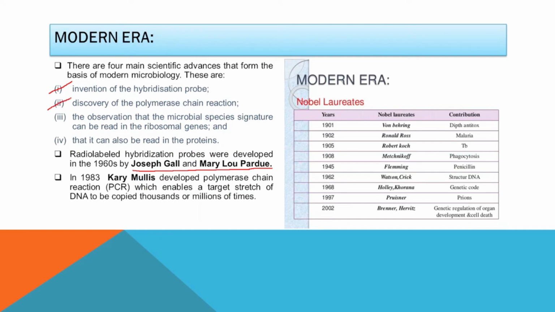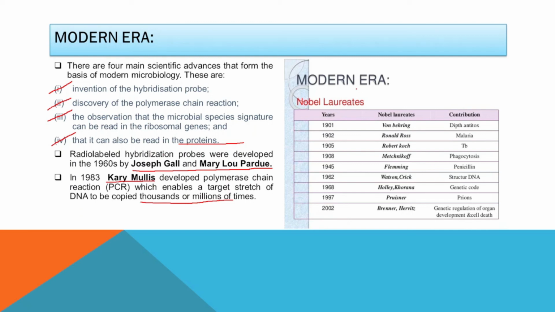Number 2. Discovery of the polymerase chain reaction, or PCR. In 1983, Kary Mullis developed polymerase chain reaction (PCR), which enables a target stretch of DNA to be copied thousands or millions of times. Third one, the observation that the microbial species signature can be read in the ribosomal genes, and the last one is that it can also be read in the proteins.